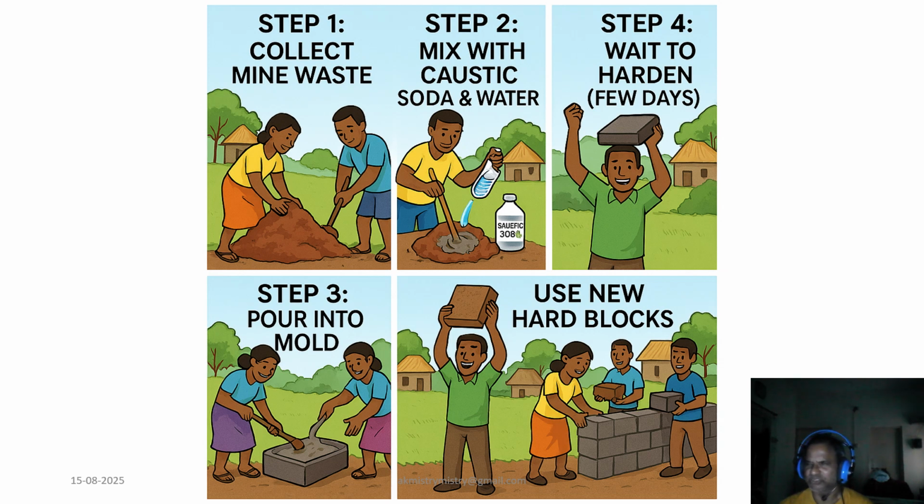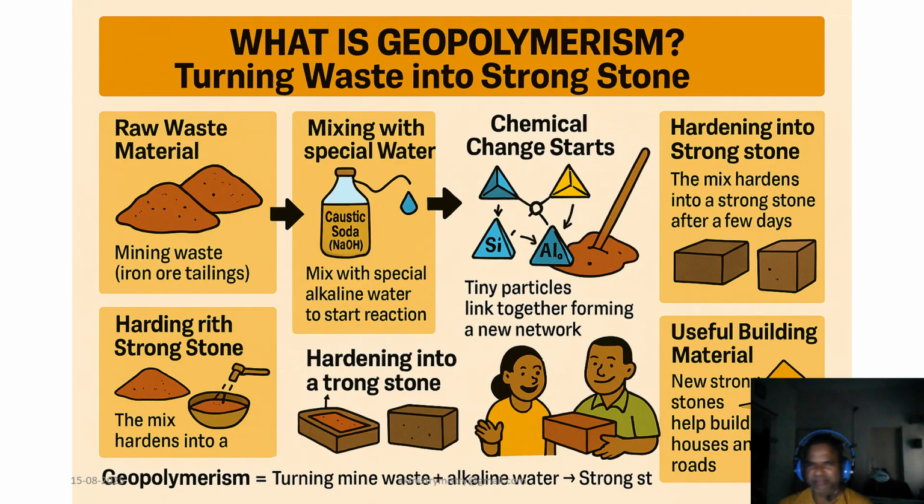Step five is the use of the hardened block for construction. These blocks are strong, eco-friendly and reduce mining waste. Now coming to our next slide, which is about geopolymerization, a chemical process that transforms iron ore tailing into strong stone-like material.